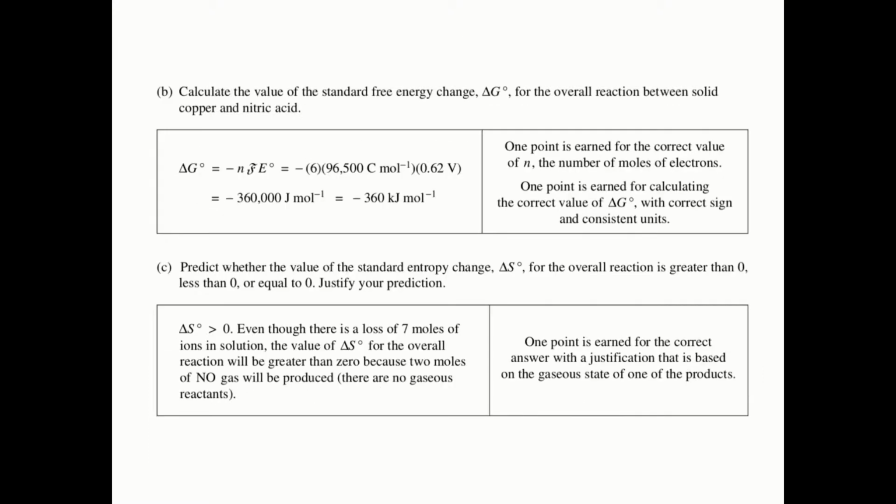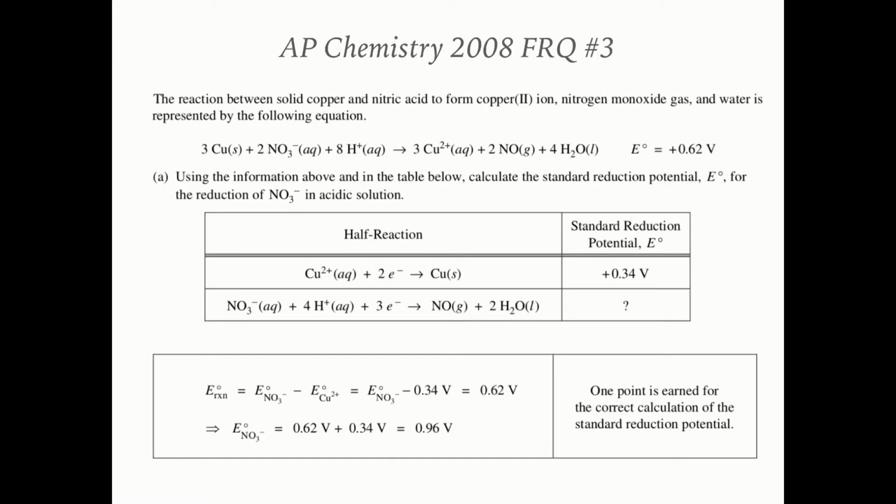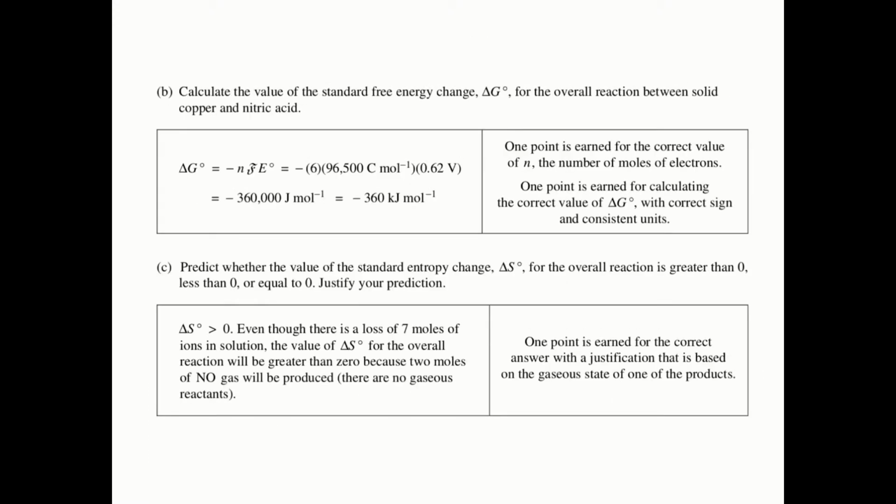For B, it says calculate the value of the standard free energy change for the overall reaction. Well, I'm going to use the fact that Gibbs free energy equals negative nFE, negative number of moles of electrons, Faraday's constant times the cell potential. Keep in mind that this n is 6, so this is where a lot of people mess up. So if we go back, keep in mind I multiplied my copper half reaction by 3, my nitrate by 2, so the total number of electrons that are being transferred are actually 6.